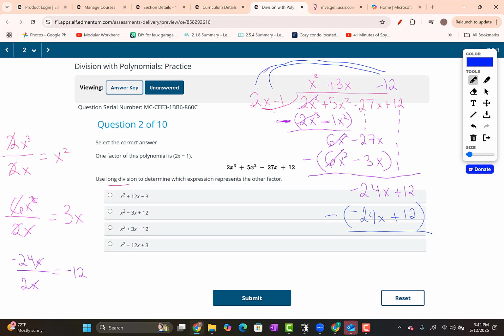And then we subtract, and we notice negative 24 minus negative 24 is 0. 12 minus 12 is 0. And that should happen unless you end up with a remainder in the process. In this case, we knew from the choices we were not going to have a remainder, so the answer is x squared plus 3x minus 12.